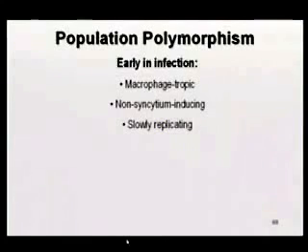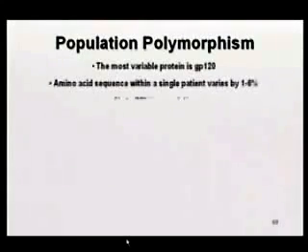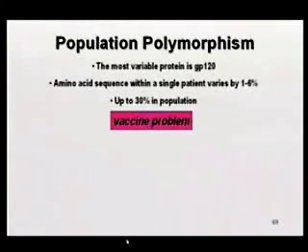So I've more or less said this. Early infection: macrophage tropic, non-syncytium, slowly replicating. Late infection: T4 tropic, syncytium-inducing, and high virus titers. The most variable protein is GP120. An enormous number of mutations arise.